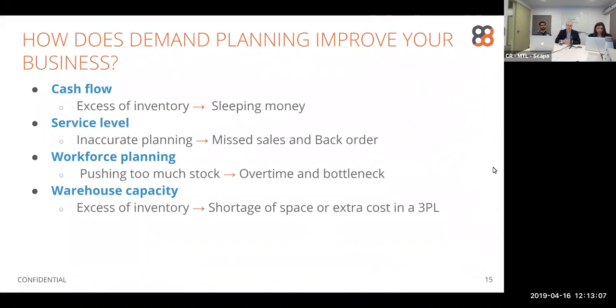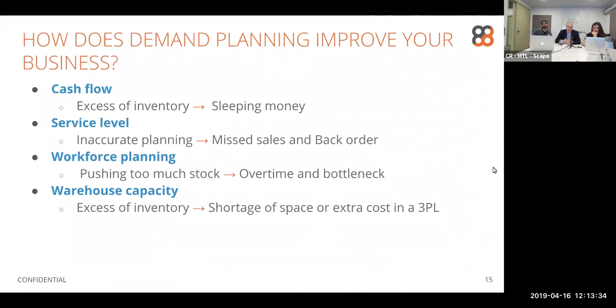If you are trying to be too cautious with your service level, what might happen is you might have excess inventory. And again, excess inventory is going to impact your cash flow. You might have a better service level, but now your warehouse is full. So what's going to happen? Well, you're going to have a shortage of space. And if you're on a 3PL model, you're going to have maybe extra cost because you're covering more space than you would necessarily need.